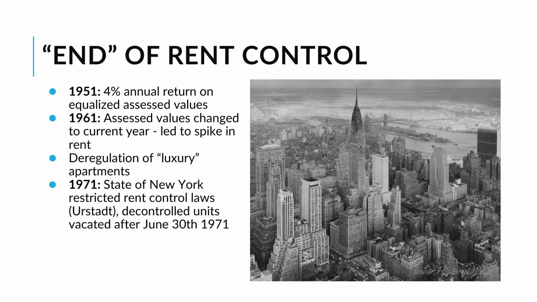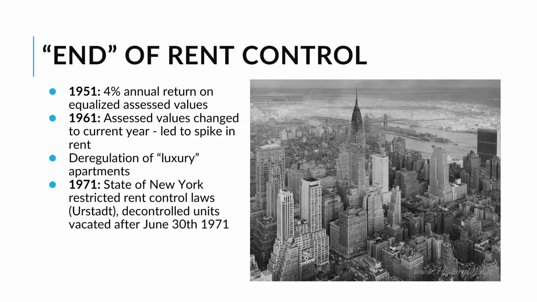And then the quote unquote end of rent control comes during the 50s onwards. Rent control becomes progressively weaker. Landlords are able to charge more on rent. They also have more deregulation of luxury apartments, although that's kind of minimal. Only about 12,000 units became deregulated through that.